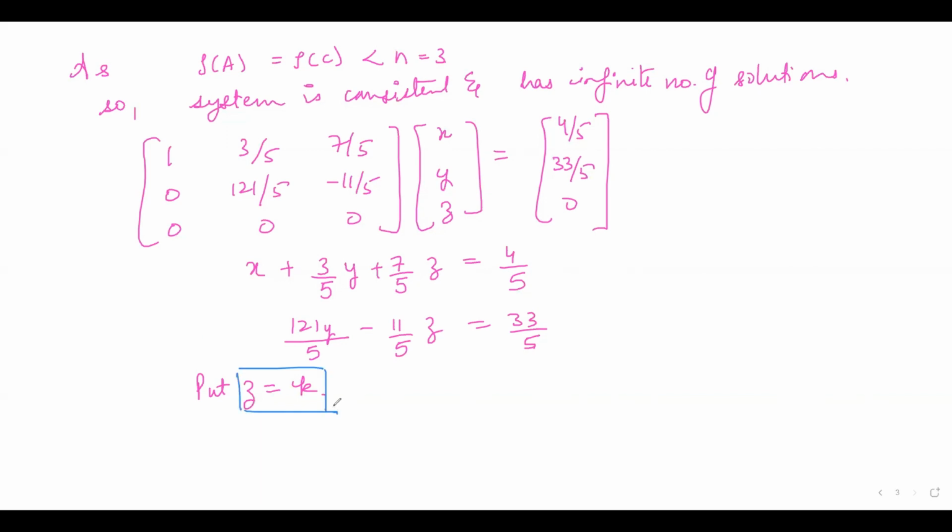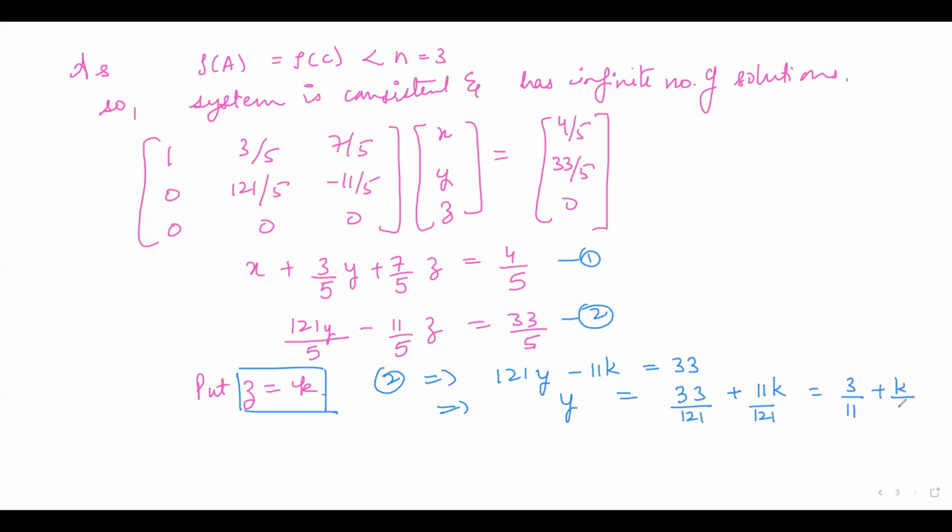So in these equations, I'll number them 1 and 2. So 2 would give you 121, and we have a 5 that will just eradicate. 33. So this becomes y is equal to 33 plus 11 times k upon 121. So this is 3 upon 11 plus k upon 11. And the first equation, I'll take it as 5x is 4 minus 7 upon 5k, z, minus 3 upon 5, y is 3 upon 11, k upon 11.